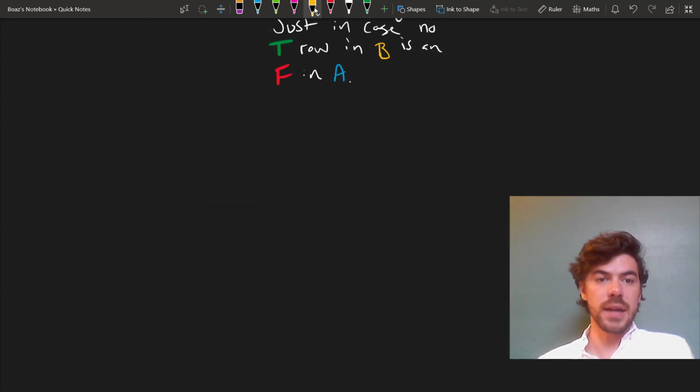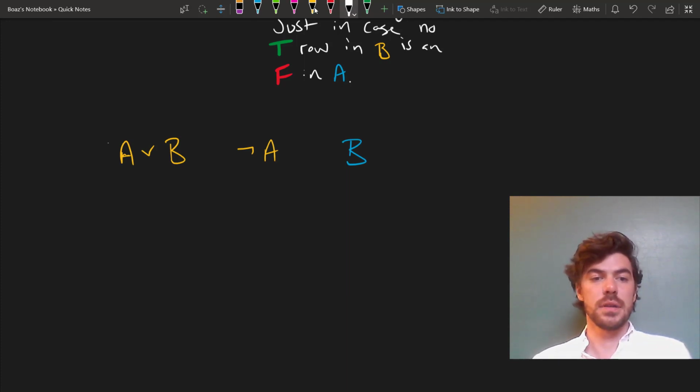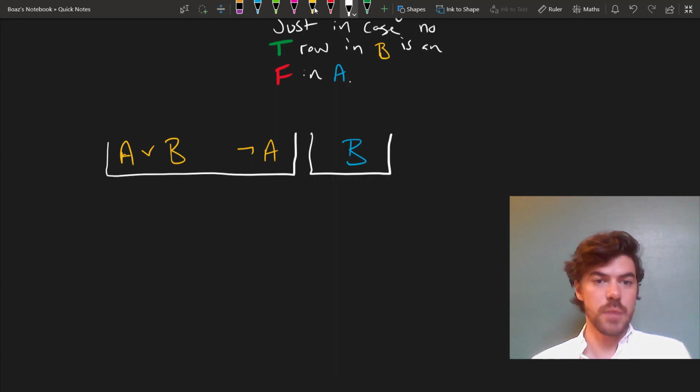So here are two antecedent sentences. I've kept the color coding for antecedents and consequence. So these are our antecedents, and this is our consequent. And we can put these in a truth table in order to see whether this is a tautological consequence.